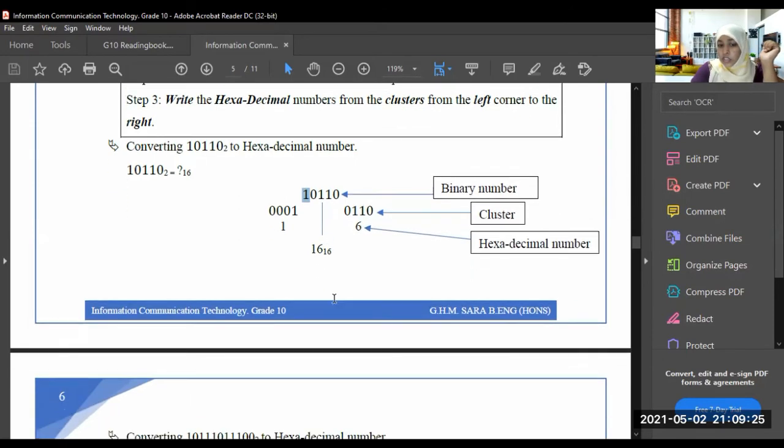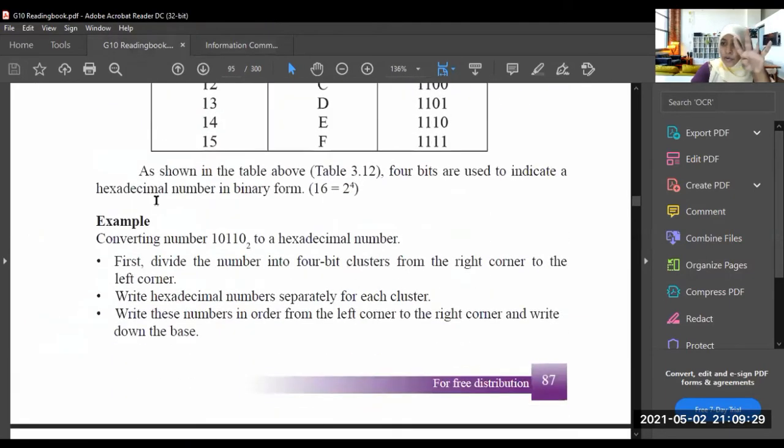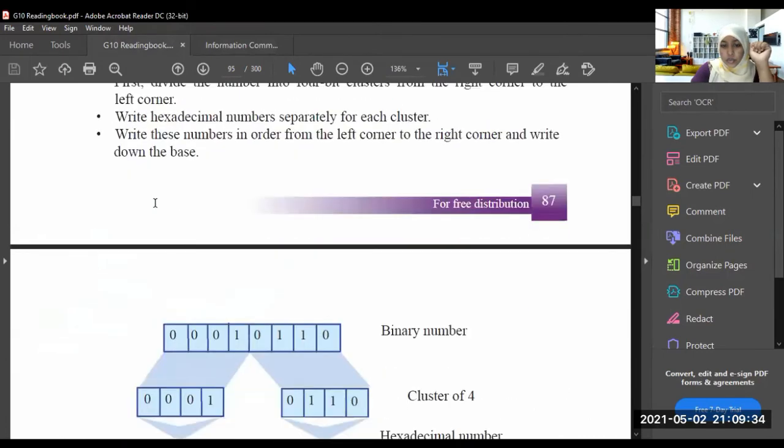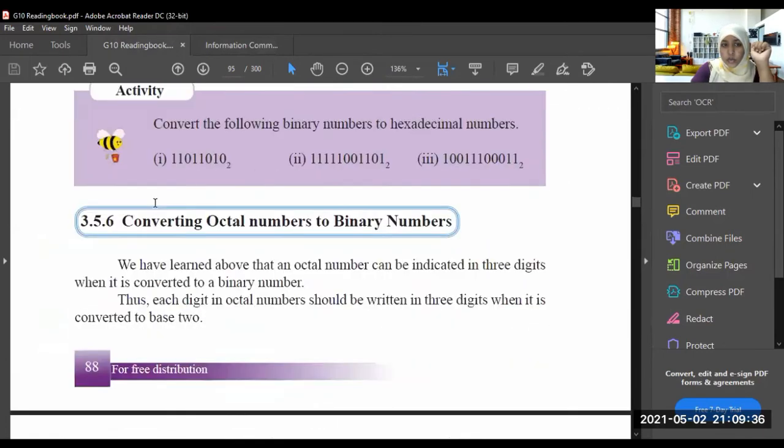Now understood? Shall we do some work for that? Same but for 4 bits, okay? Right, do this one. Do this one.